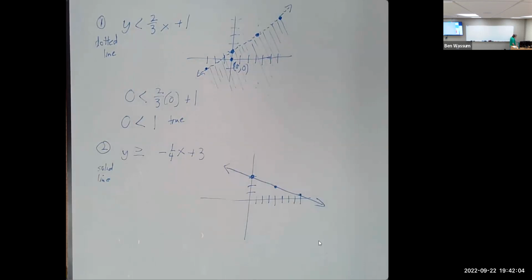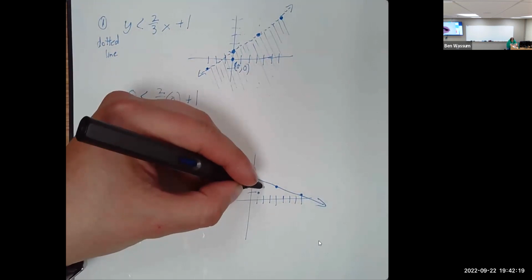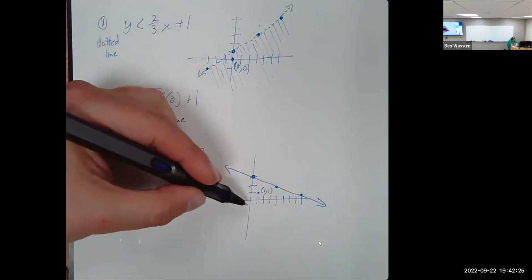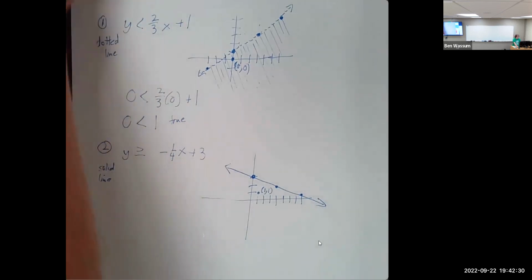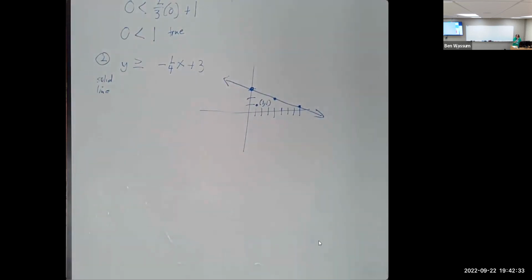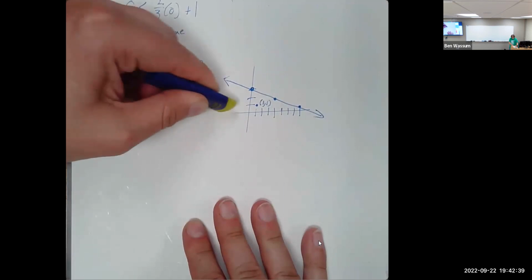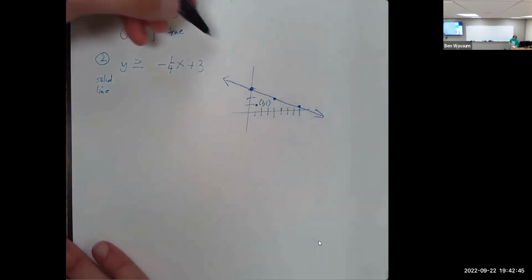We have our solid line, but again, we need to figure out which side we're going to shade, right? So we're going to pick a point on either side of the line, something easy, something nice. Let's say I picked (1, 1). It's not always going to work out perfectly that we can always use (0, 0). I could write that here, but I'm not going to, just so you guys see what happens when you have to pick something else. Okay. So we're going to pick (1, 1).